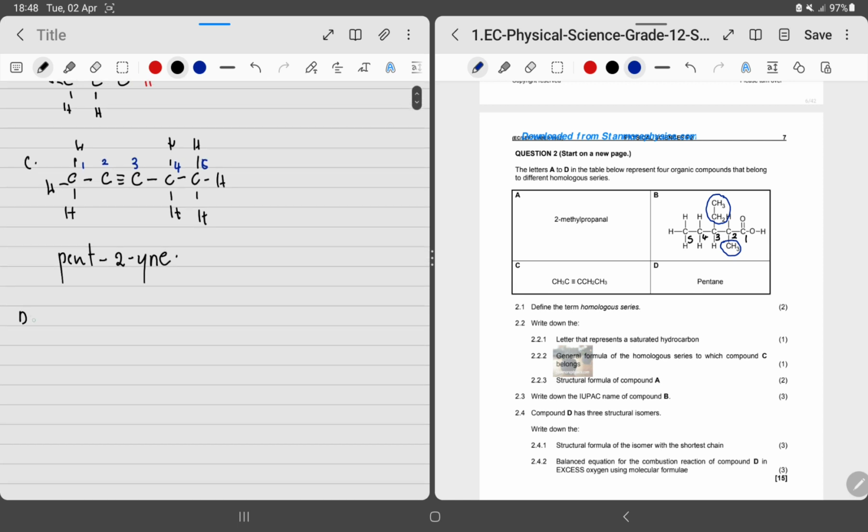Okay. For D, we have pentane. The ane means that it belongs to alkanes. So we have 5 carbons.